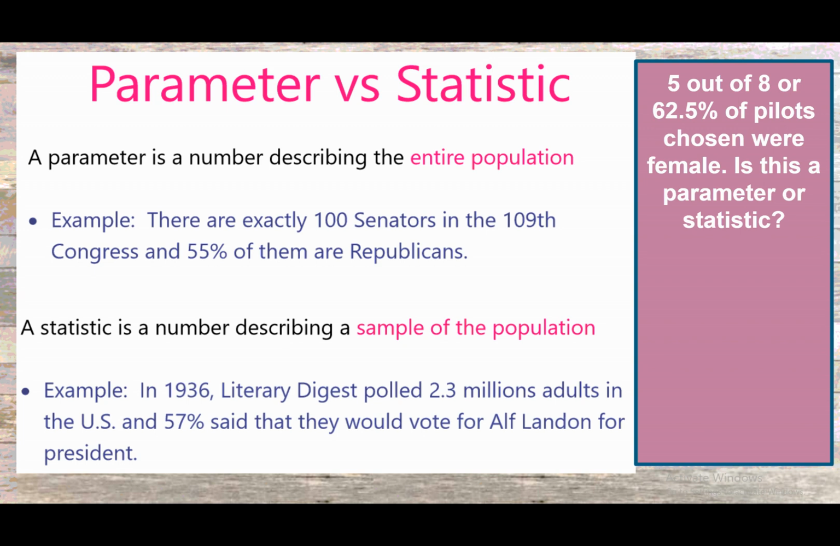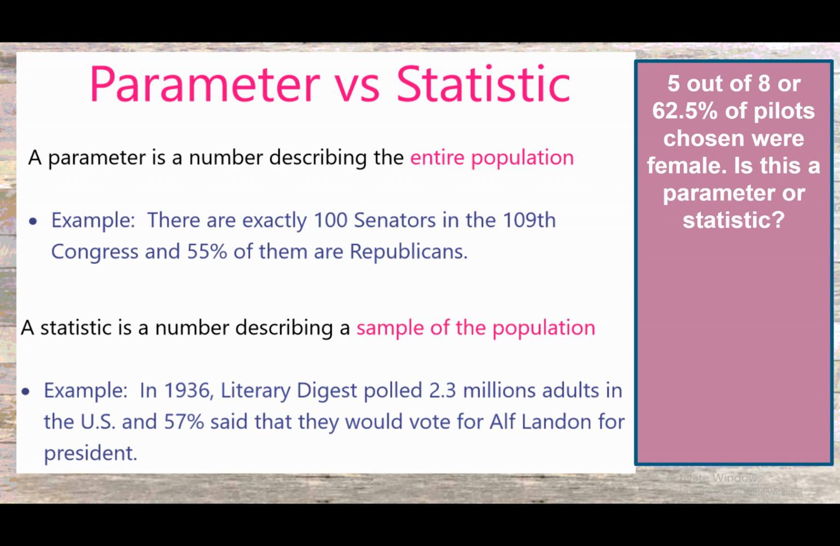An example of a parameter, it says there are exactly 100 senators in the 109th Congress, and 55% of them are Republicans. So the numerical piece of data here we have is a percentage, 55% are Republicans, and that 55% is a parameter because it describes the population, all of the Congress members, okay?